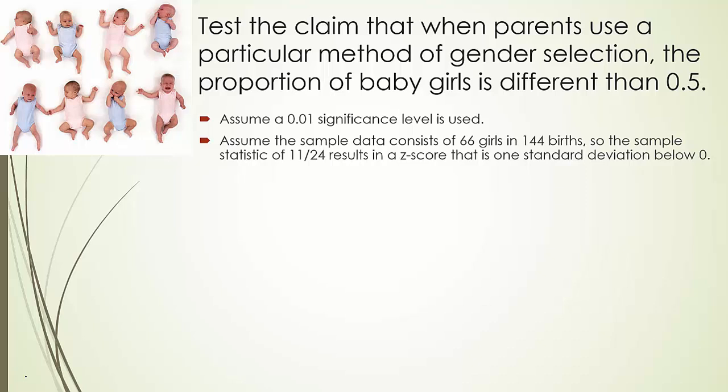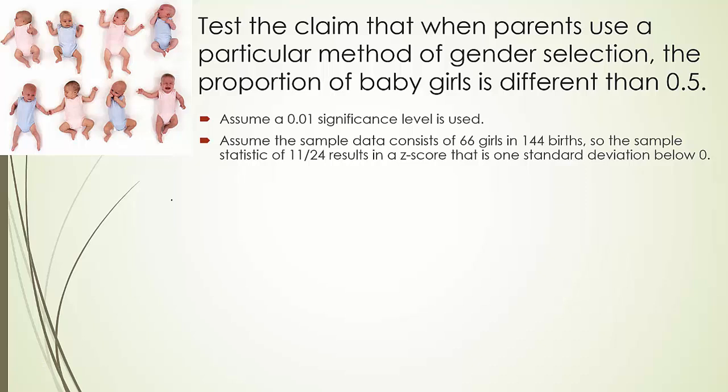Still dealing with the same scenario, but with slightly different numbers. We're to test the claim that when parents use a particular method of gender selection, the proportion of baby girls is different than 0.5. We're to assume a 0.01 significance level. We're to assume the sample data consists of 66 girls in 144 births, so the sample statistic is 11 over 24, and it gives us a z-score of 1 standard deviation below 0.